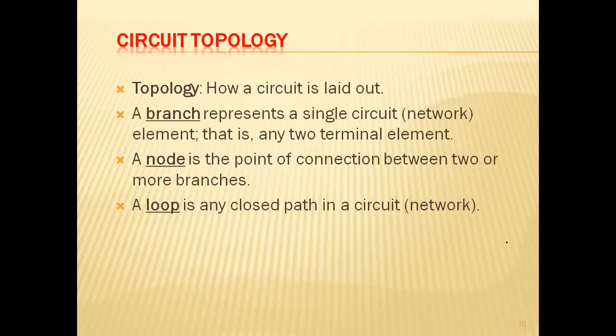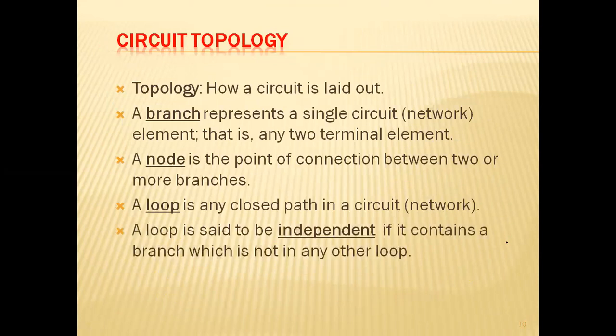What is topology? Some parameters related to circuit analysis. Okay, there are certain topologies. First, what is the meaning of topology? How a circuit is laid out. Second, a branch. A branch represents a single circuit network element, that is, any two terminal element. And a node, what is the meaning of node? A node is the point of interconnection between two or more branches. A loop is any closed path in a circuit network. A loop is said to be independent if it contains a branch which is not in any other loop. Only then it is independent. Otherwise, it is dependent.